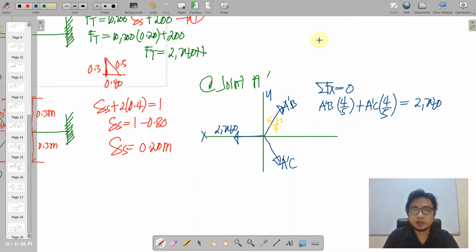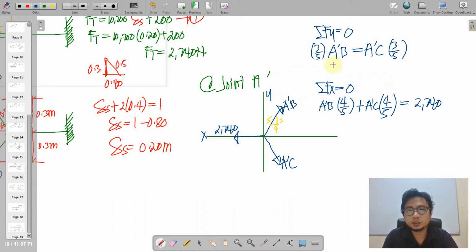However, by applying this vertical equilibrium, we can just say that A prime B is equivalent to A prime C because the vertical component has the same slope of 3/5, which would eventually cancel. Hence, it is oppositely directed. So this A prime B is upward and A prime C is downward. So meaning they are just countering each other with the same magnitude. So they are just equal.